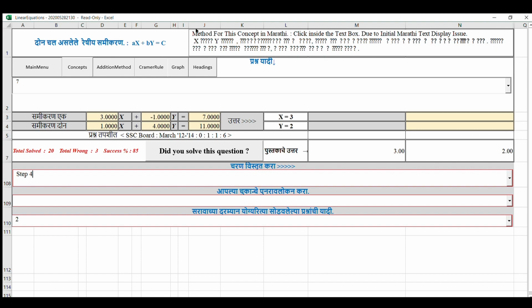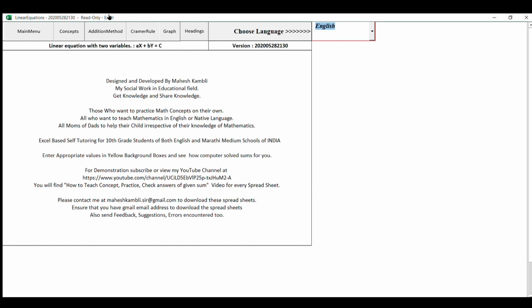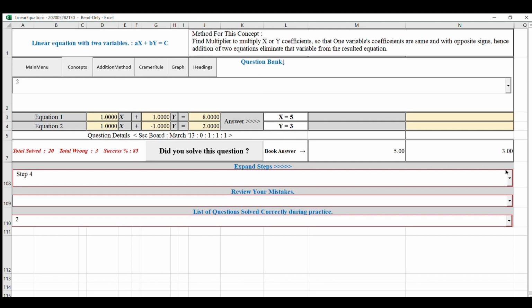Okay, here is what it has done. Oh, I'm sorry, it's in Marathi, make it English. You go to the addition method, and the sum which we selected was sum number 7, and now we have to look at the steps. All right, now they are in English. Fantastic. Look at step 1 to step 20.